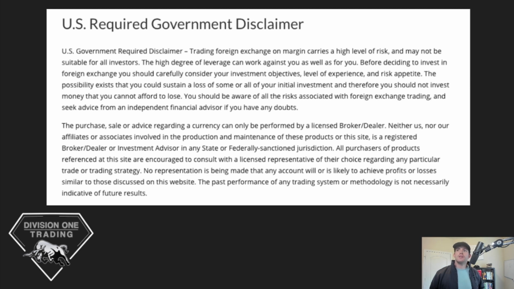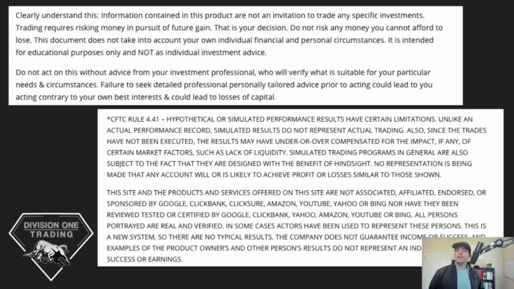The purchase, sale, or advice regarding your currency can only be performed by a licensed broker-dealer. Neither us nor affiliates or associates involved in the production and maintenance of these products, or the site, is a registered broker-dealer or investment advisor in any state or federally sanctioned jurisdiction. All purchasers of products referenced at this site are encouraged to consult with a licensed representative of their choice regarding any particular trade or trading strategy. No representation is being made that any account will or is likely to achieve profits or losses similar to those discussed on this website. The past performance of any trading system or methodology is not necessarily indicative of future results.